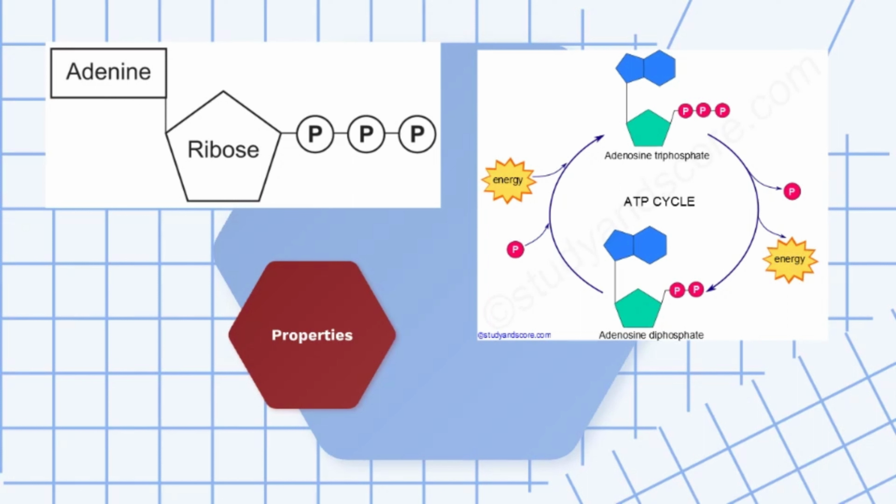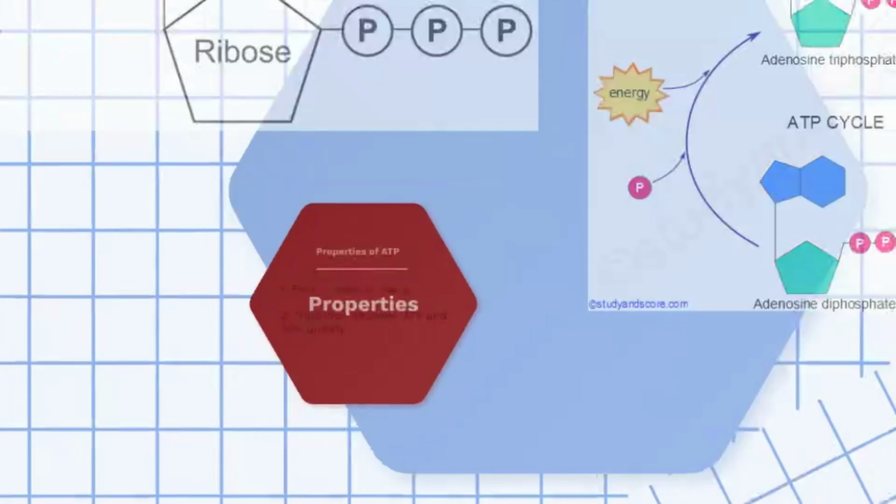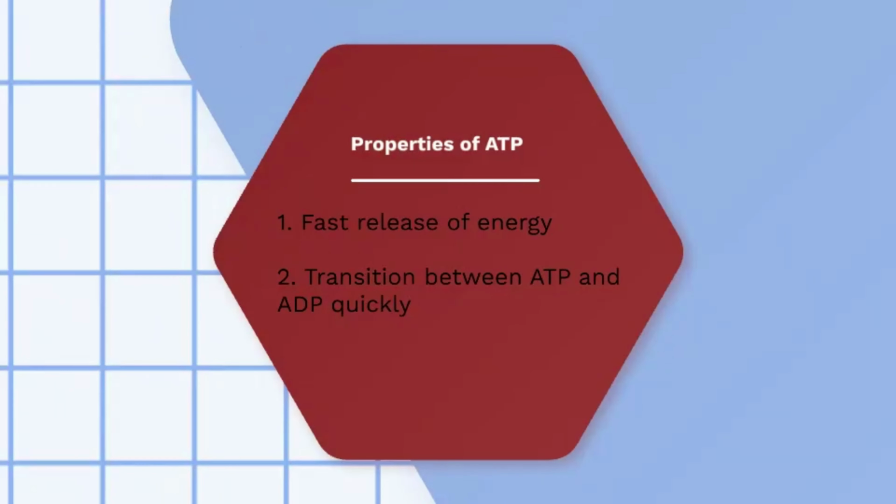So once again, we then want to relate the structure to the function, same as we've done with water. Properties of ATP. Number 1, it is an immediate source of energy. How does that relate to its structure? So as I just said, the bonds between the phosphate groups are very weak, which means they can be broken very easily and you get a quick release.